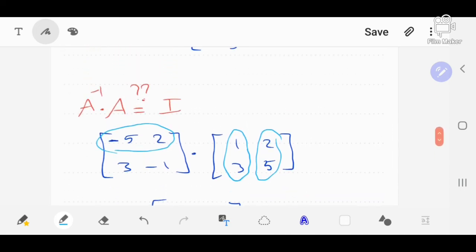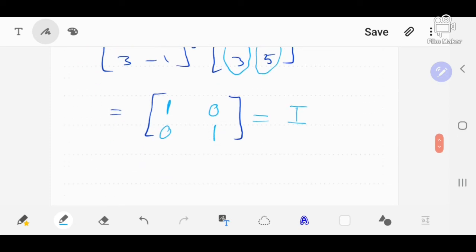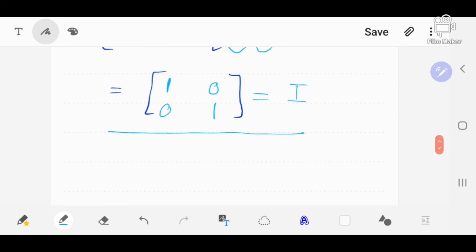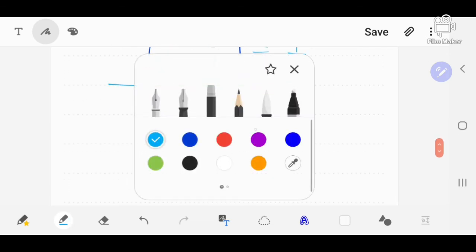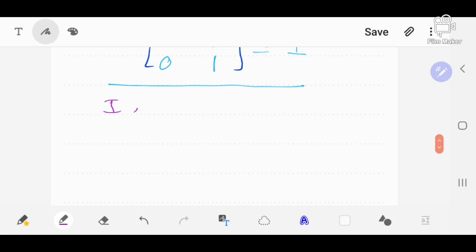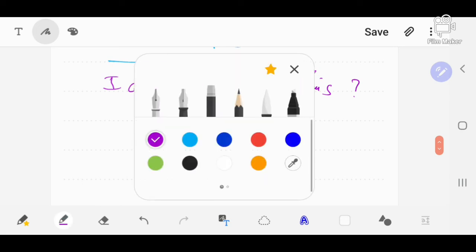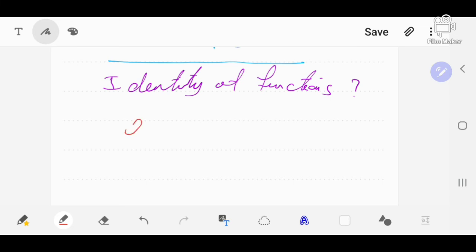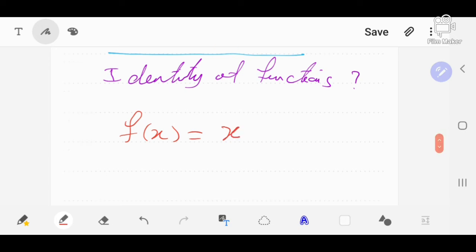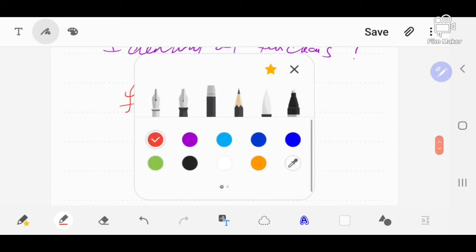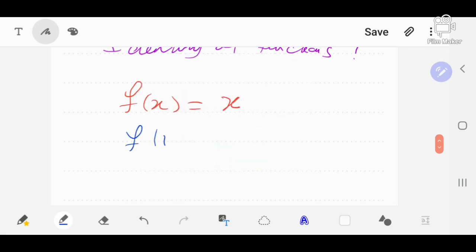Now the big question is, do we have an identity of functions? Is there a function that when you apply it, the values will never change? Actually, yes. Think about it. What about f of x equals x? Isn't that an identity? Let's check that. F of 1, that's 1. F of 2, that's 2. So actually the identity of functions is x. The identity of functions in general is f of x equals x.